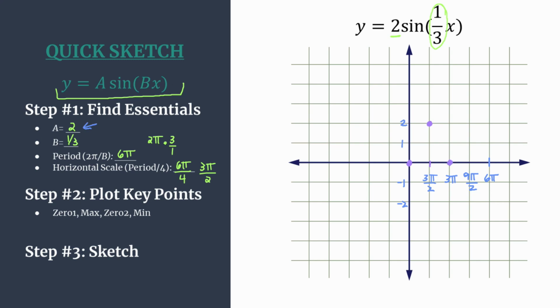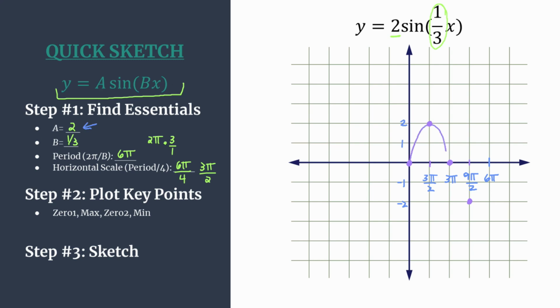Our next point will be 0 at 3 pi. And then our final point in the pattern, our key point, will be our minimum at 9 pi over 2. And you get the y coordinate by just taking the opposite value of a. Remember that amplitude, that distance from midline up to max or down to min, is just 2 units. And now we're ready to sketch.